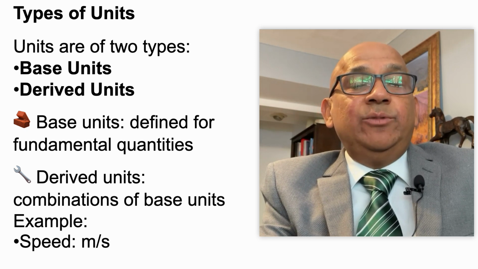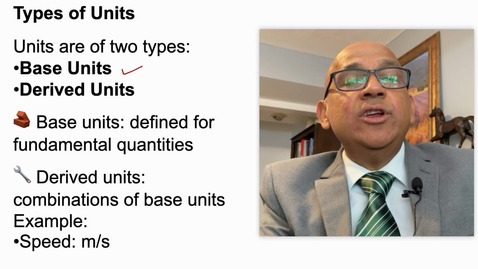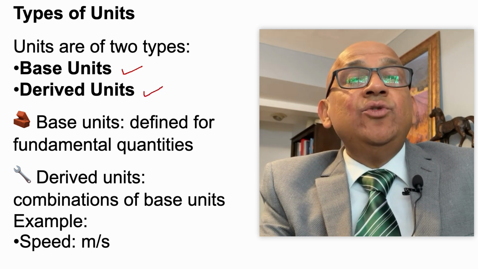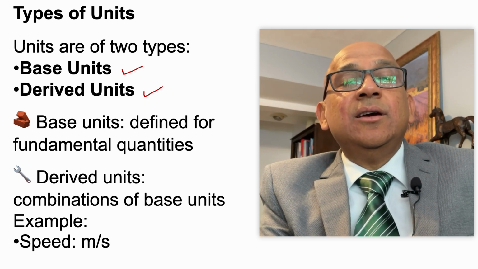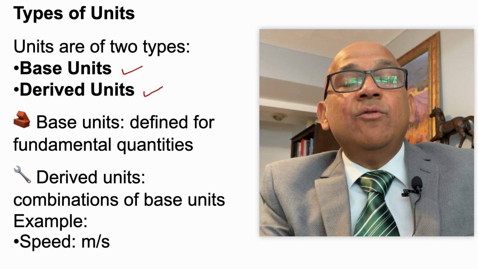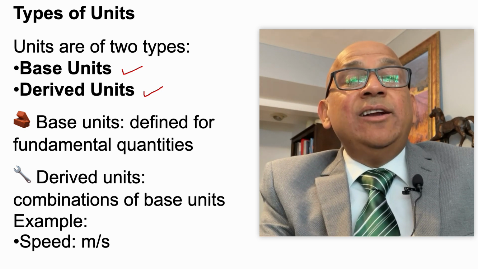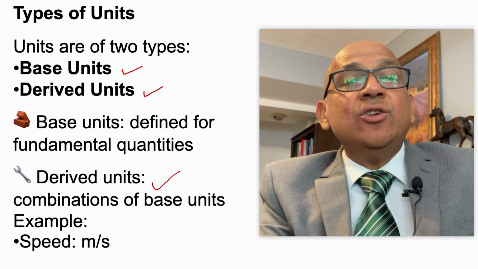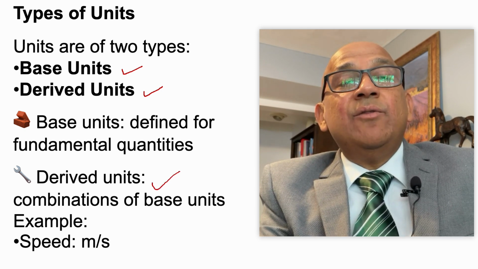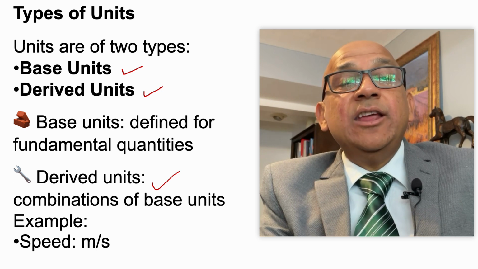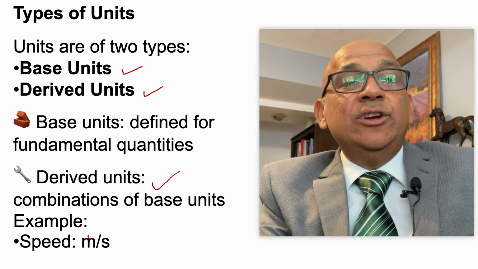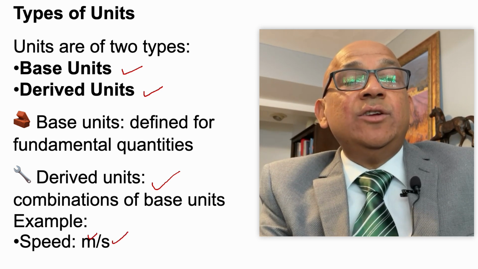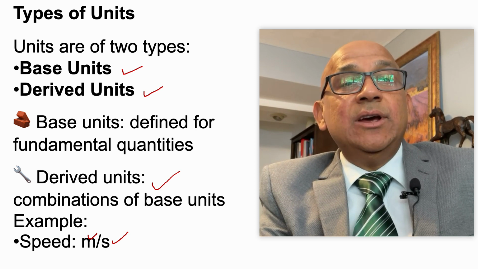Units are of two types. The first one is a base unit and the second one is called derived units. Base units are defined for fundamental quantities like length, time, weight, etc. While derived units are the combination of base units. For example, for representing the velocity or speed of something, we will combine two base units, meter and second. So, the unit for speed will be meters per second.